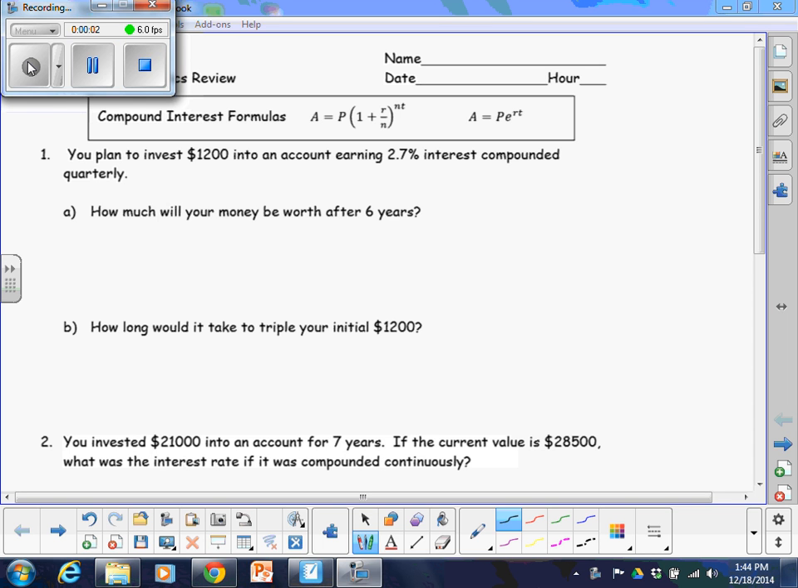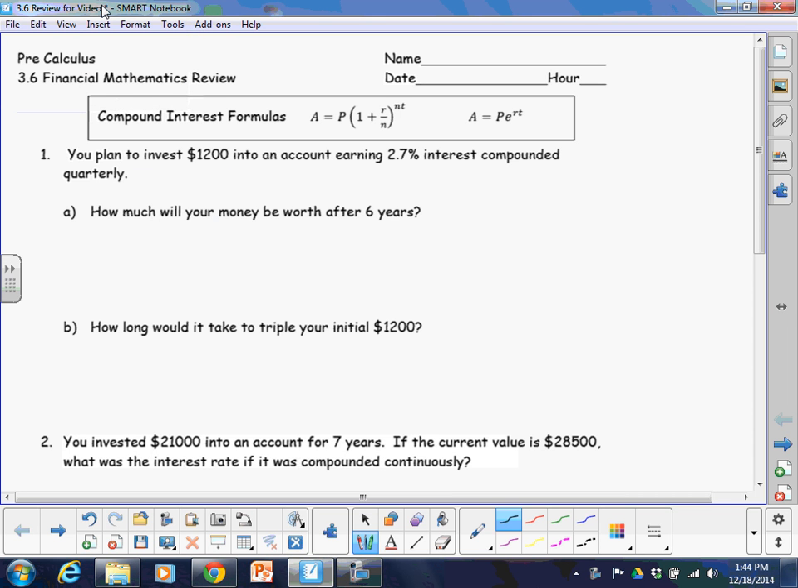Okay, so this is the 3.6 financial mathematics review for the quiz. We had a couple different situations. We had compound interest formulas. We also have annuities, which are when you have repeating payments going in. And I'll give all the formulas to you, so they're on here as well.